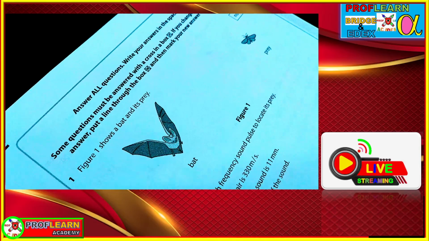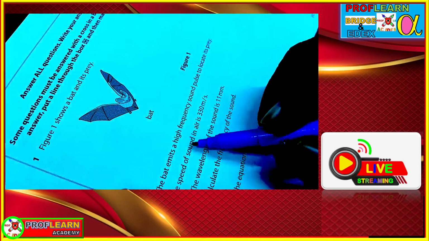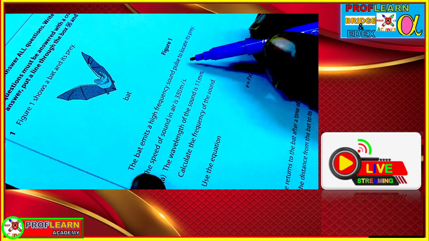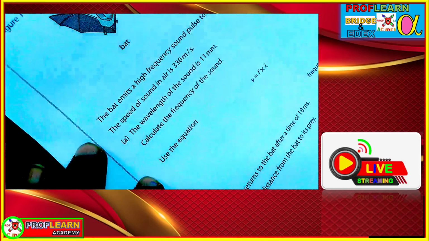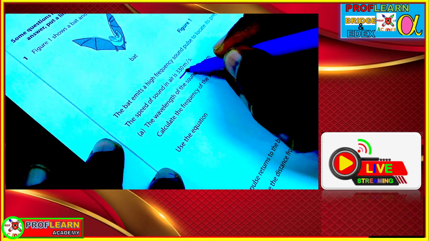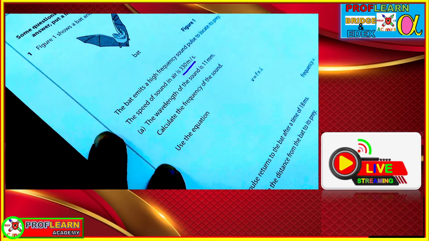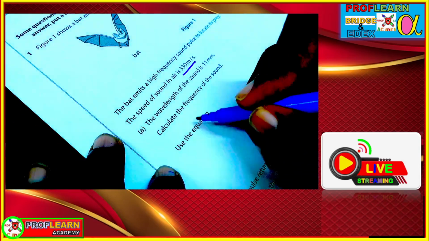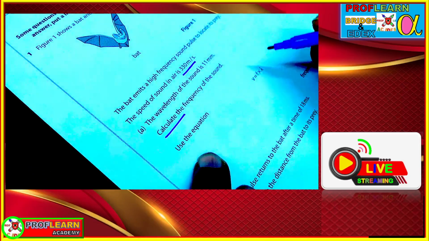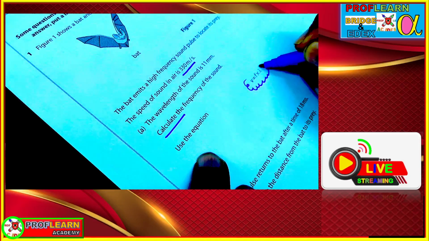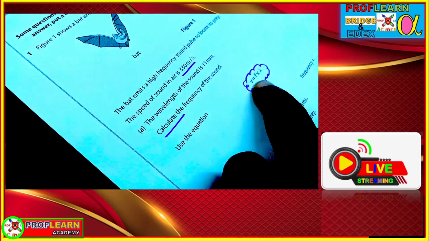In this question here, we are told that the figure shows a bat and its prey. The bat emits high frequency sound pulses to locate its prey. The speed of the sound in air is given as 330 meters per second, and we are supposed to calculate the frequency of the sound, and the formula that connects that is v = fλ.